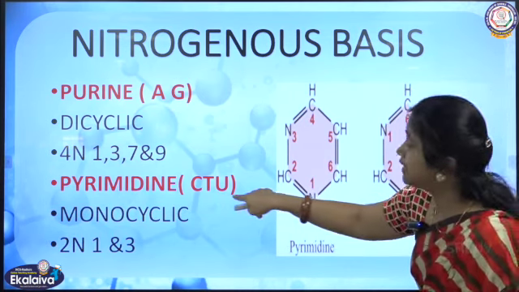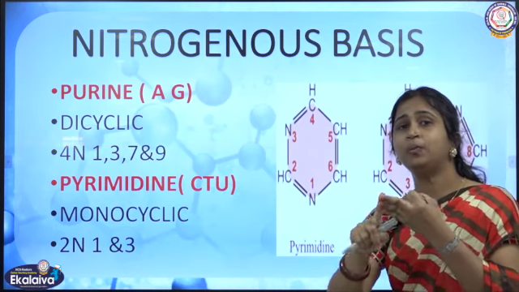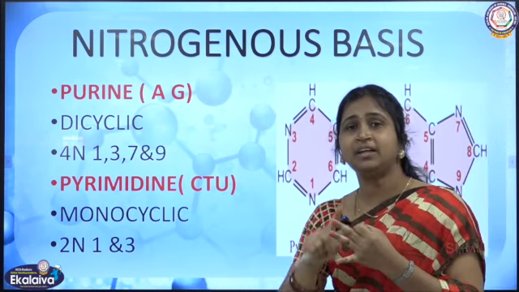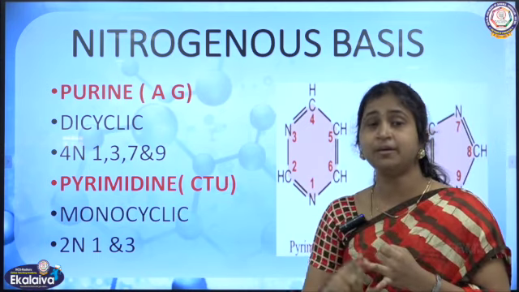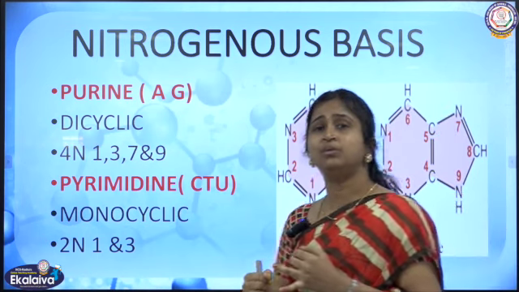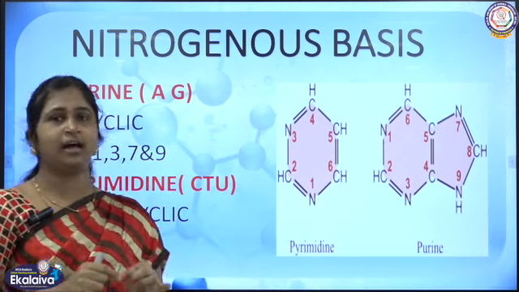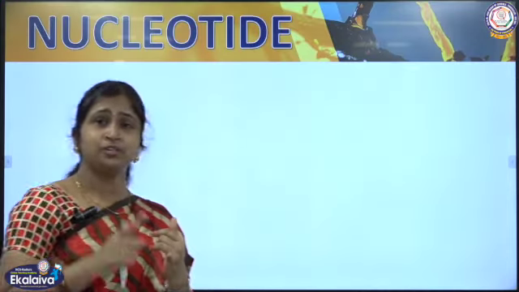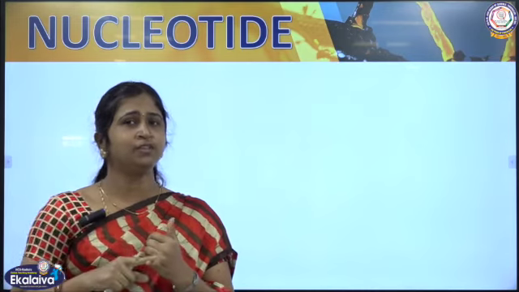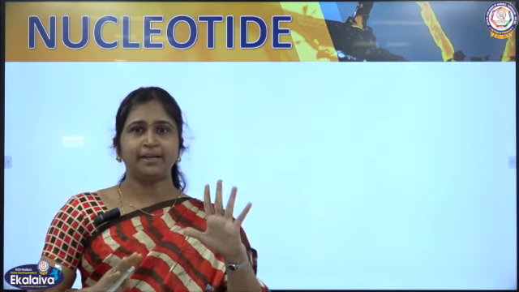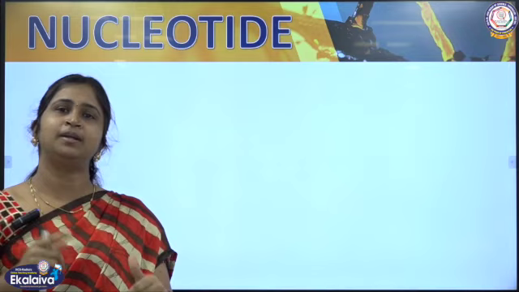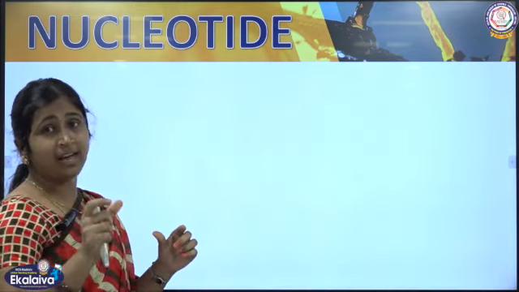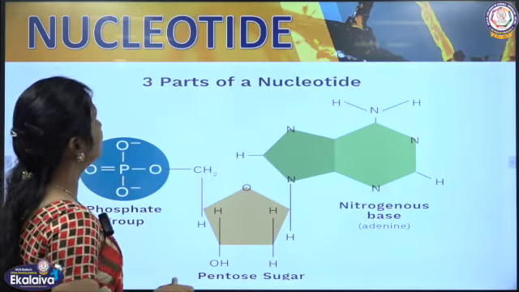Okay. And what are these 3 letters? C, T and U. A and G, adenine and guanine. C, T and U, cytosine, thymine or uracil. Where is the uracil? This uracil is seen in RNA, not in DNA. Okay. So, what did we see now? We saw nitrogenous bases. Before that, we saw the pentose sugar, that is deoxyribose, another one ribose sugar. And now the phosphate, where it is attached, that we are going to see in the nucleotide structure.